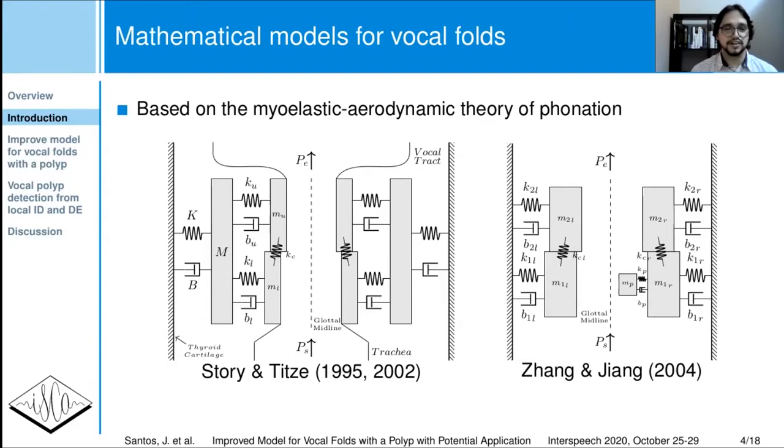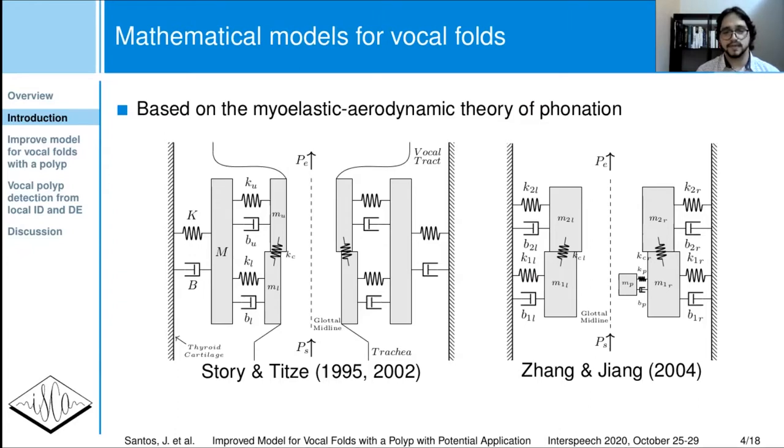First, on the left side, we have the Story and Titze model. That is a body-cover structure model. So it respects the body-cover structure of vocal folds. And it uses a layer of masses to represent the cover of the vocal folds and uses another layer of one mass to represent the body. And in this model, they use a trachea and a vocal tract to represent the complete production of voice.